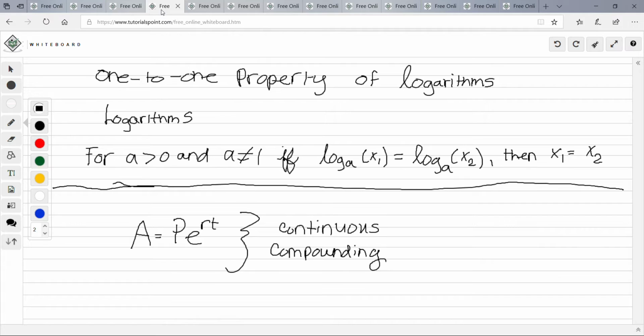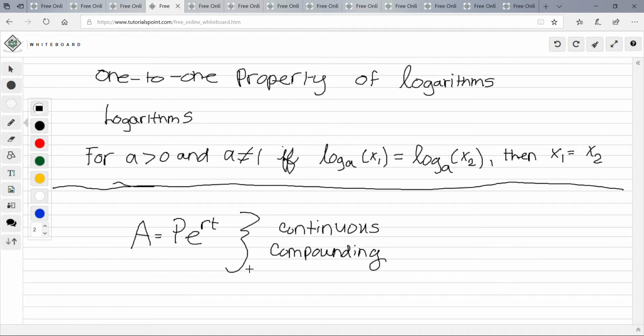And then the one-to-one property of logarithms is basically saying that it's just like the exponential function. When you have the same base, as you can see, log base a on both sides, you just ignore it and bring down whatever is left over. So you're left with x1 and x2, and you set those equal to each other, and that's pretty much the one-to-one property.